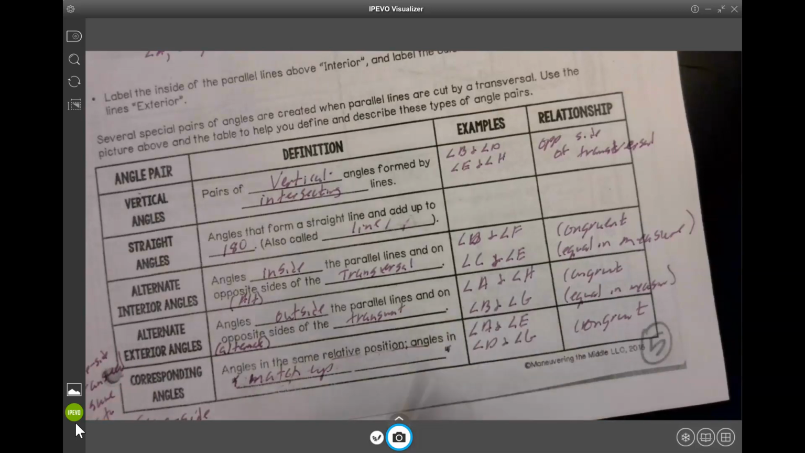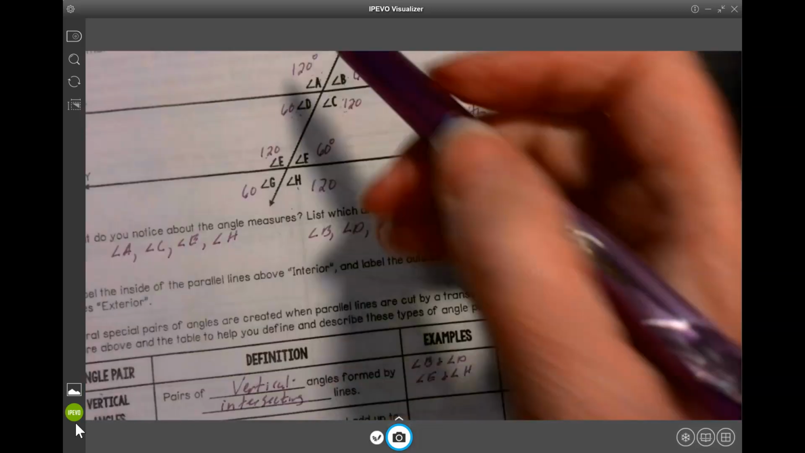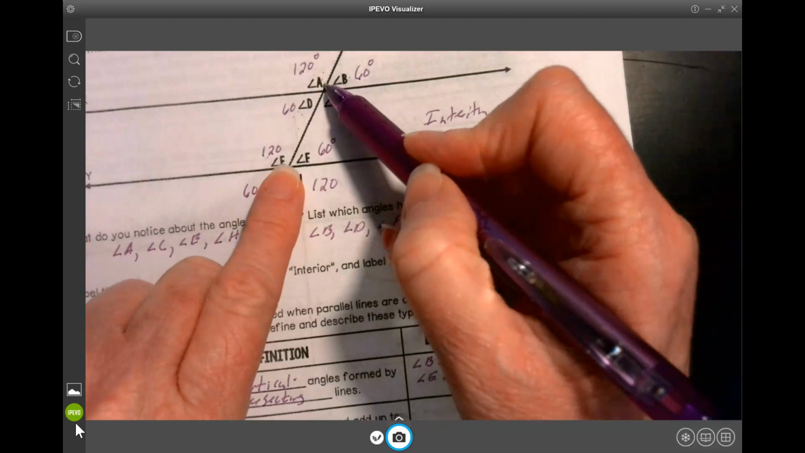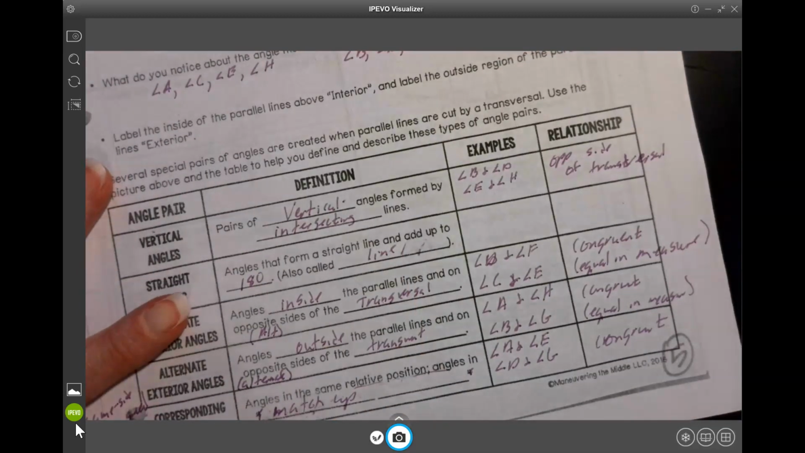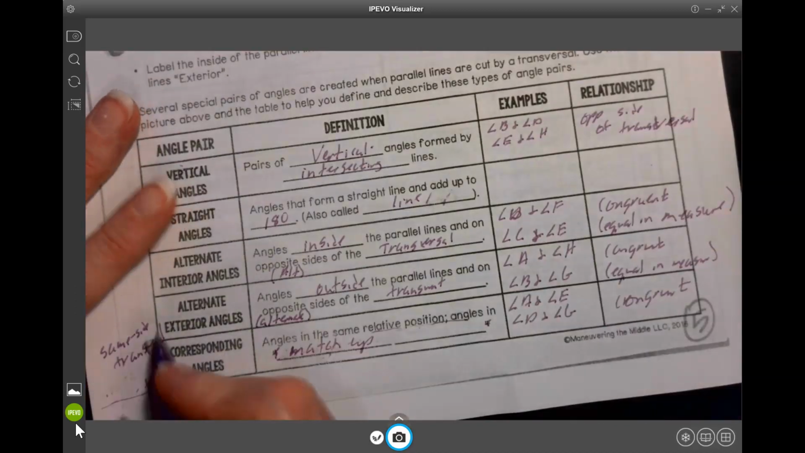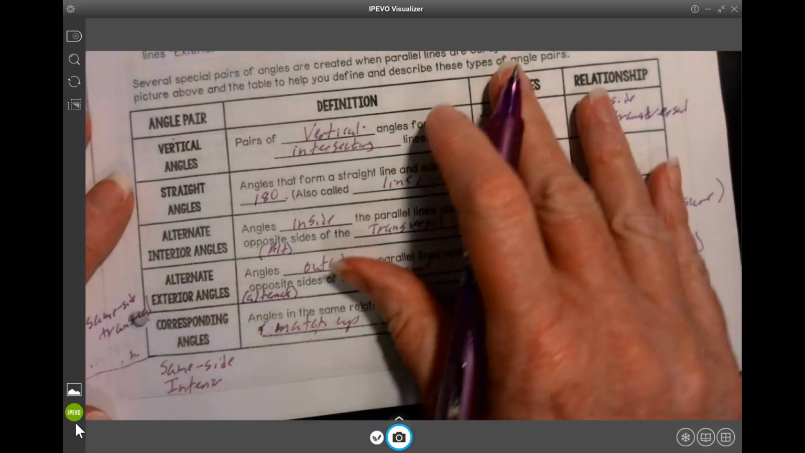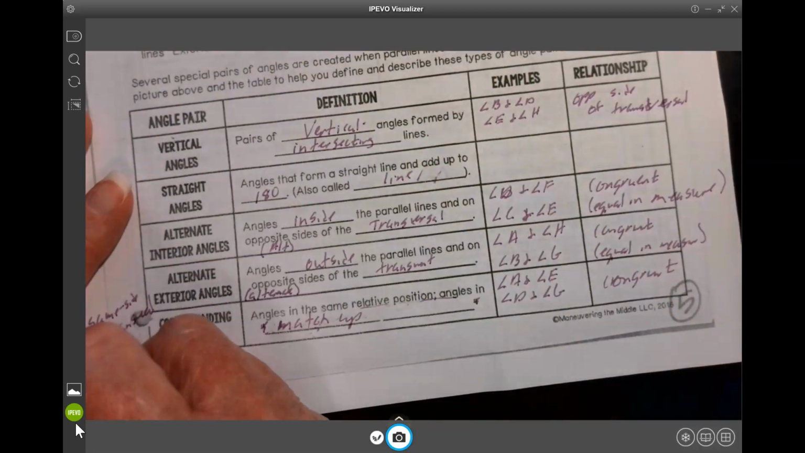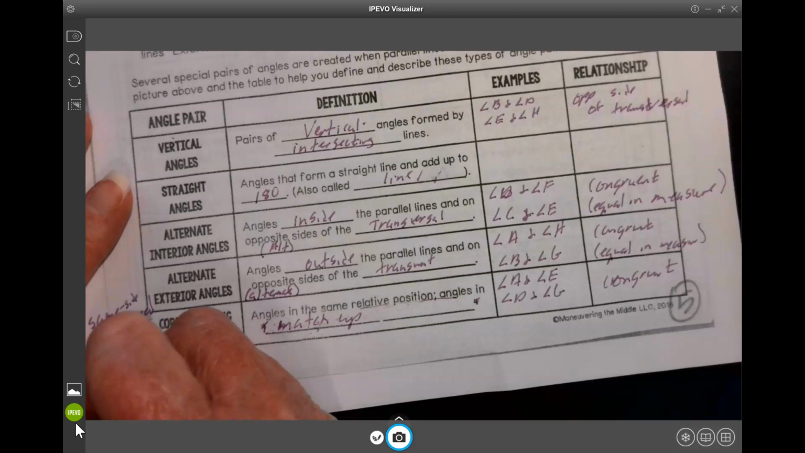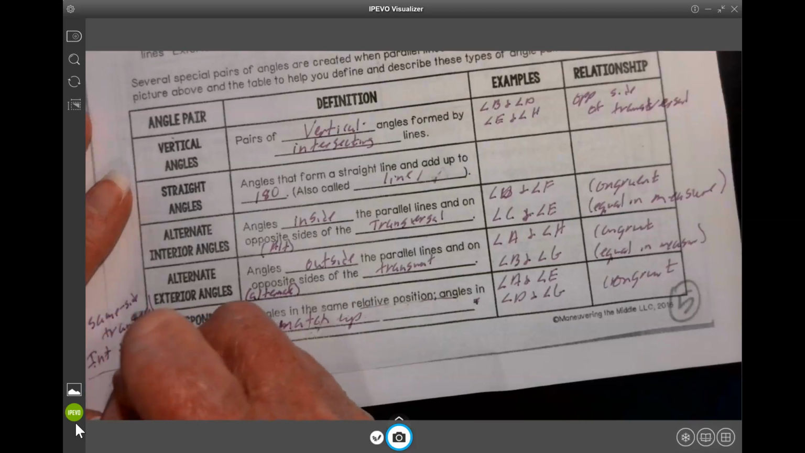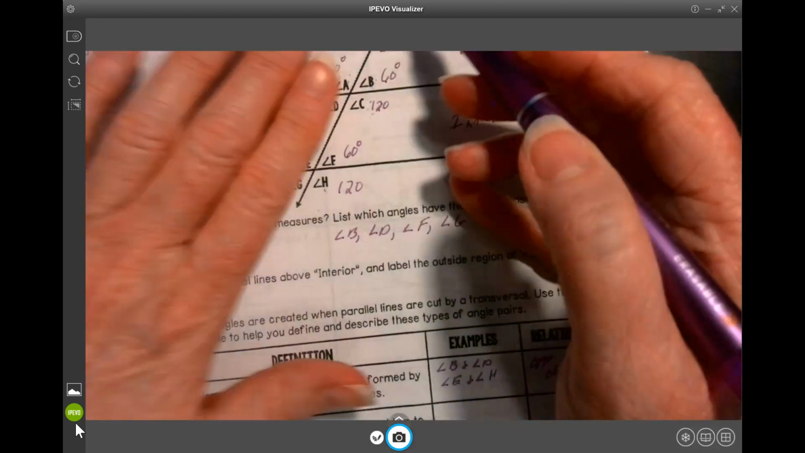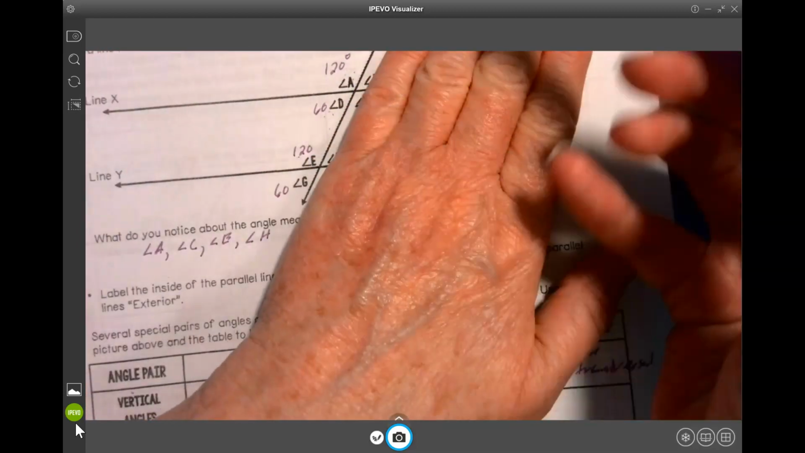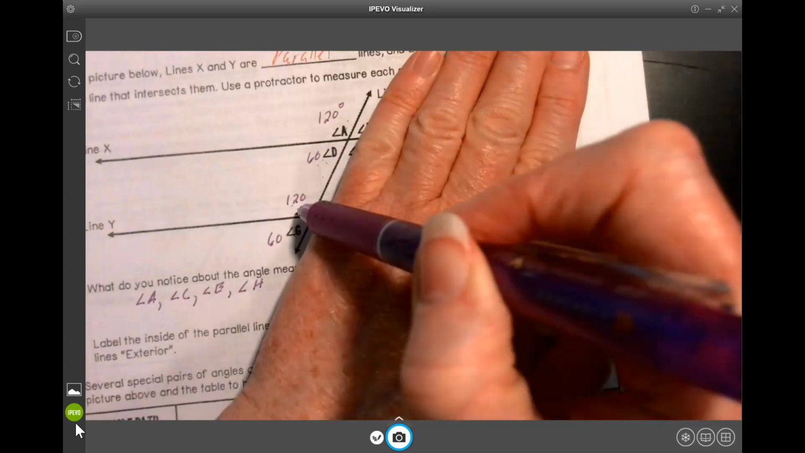Oh. Okay, now I just realized what I should have said with corresponding. They're on the same side. Look at A and A. They're on the same side, but one is interior and one is exterior. Okay, erase that. Corresponding angles are on the same side of the transversal, but one is interior and one is exterior.